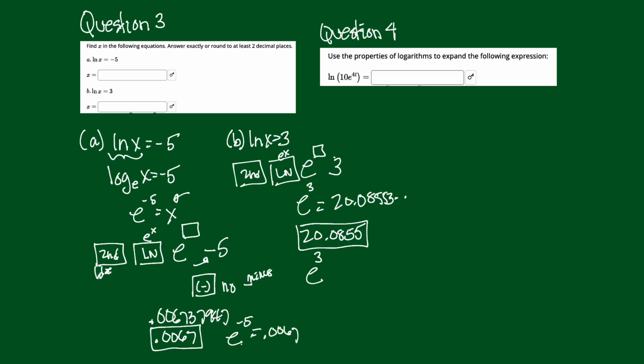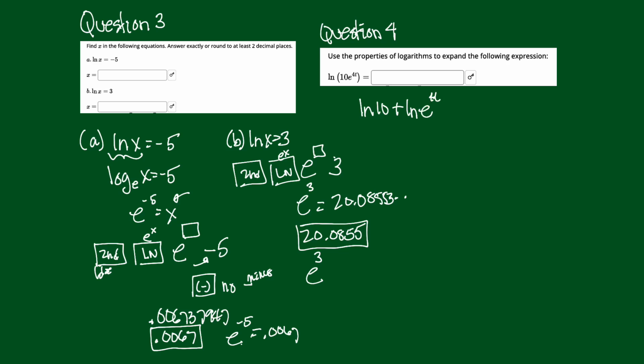In question 4, we're not computing anything. We're just using the properties of logarithms to expand this expression right here. Now, first up, let's just do it in steps here. I've got a multiplication in here, right? I've got a product. So products turn into sums. So this is natural log of 10 plus the natural log of e to the 4t.